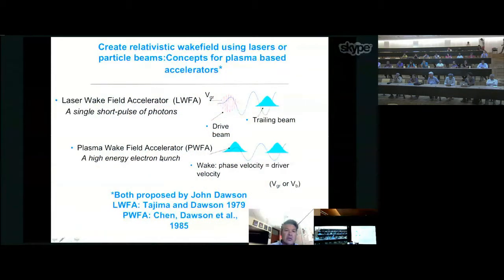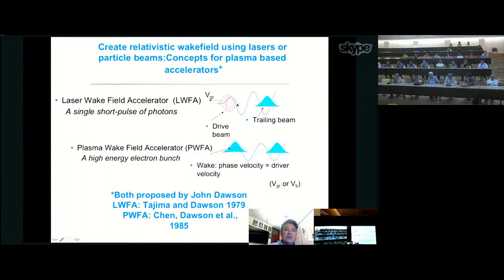And one of Pellegrini's mentors, John Dawson, essentially came up with, in the late 70s and early 80s, two ways of making these fast boats. One is a laser pulse in an underdense plasma. So the group velocity of light can be very close to the speed of light. It's a little less than the speed of light in a plasma. Or you can use a relativistic particle beam, an electron beam, for example.